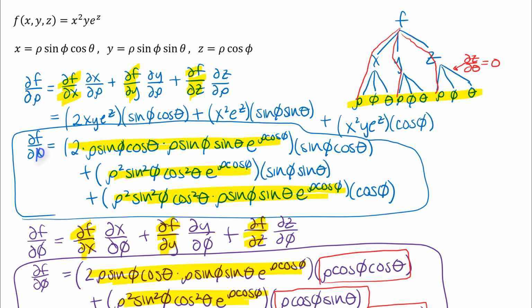So whatever my partial derivative of f with respect to z is, when I take that times 0 for del z del theta, that whole term will cancel out. So I'm really just going to have the contributions of f from x and from y for the partial derivatives with respect to theta. Okay, so I'll go ahead and write that one down.